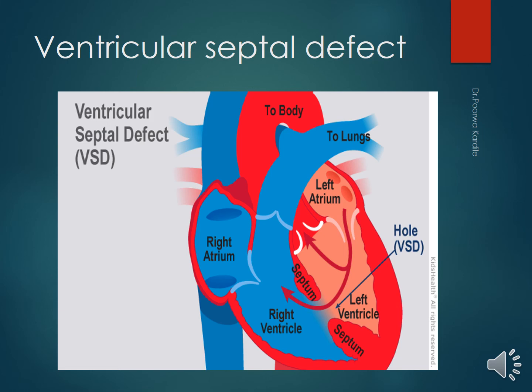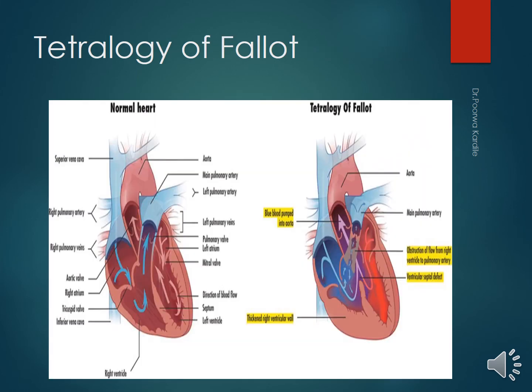This slide is of ventricular septal defect. It is the most common congenital anomaly of the heart, and it is more common in males than in females. In ventricular septal defect, the membranous part of the interventricular septum is involved, and there is failure of fusion of the right and left bulbar ridge with the atrioventricular cushion. So there is communication between the right and left ventricle, and shunting of blood occurs from the left ventricle to the right ventricle. This slide is of tetralogy of Fallot.